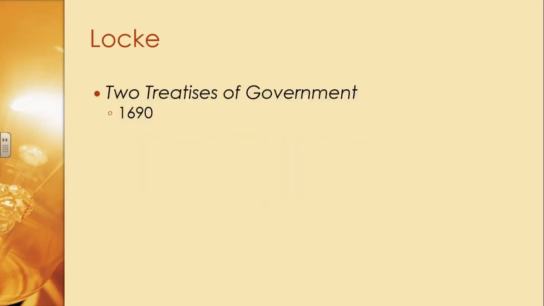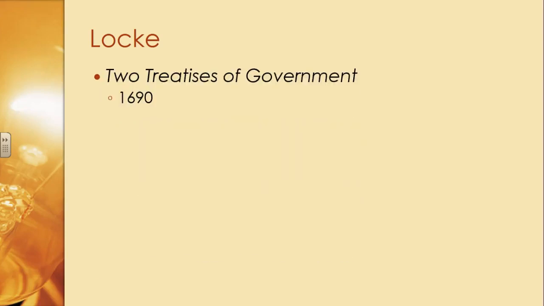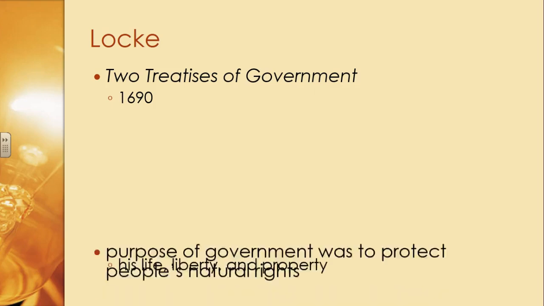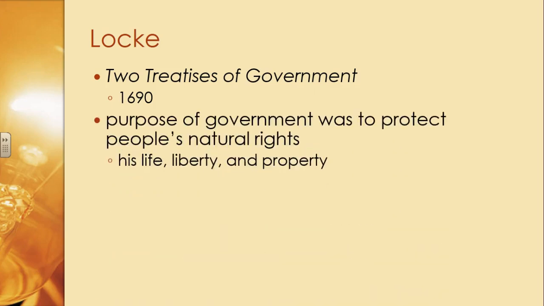Alrighty, John Locke, okay, the other Enlightenment philosopher we're going to really zone in on. John Locke publishes a book called Two Treatises of Government. He publishes this book in 1690, and in this book he talks about the purpose of government. According to John Locke, the purpose of government was to protect people's natural rights.